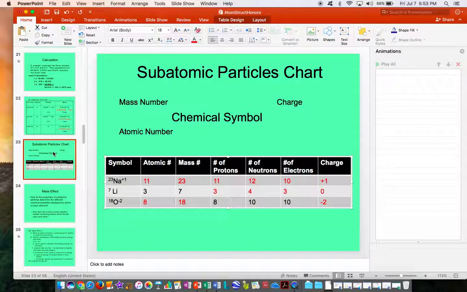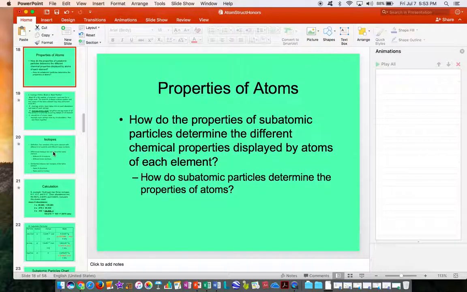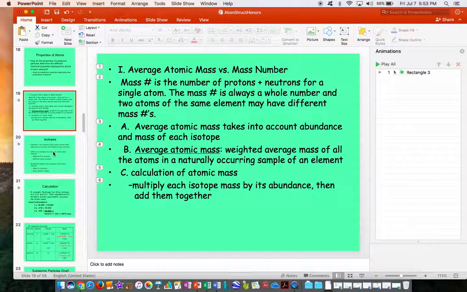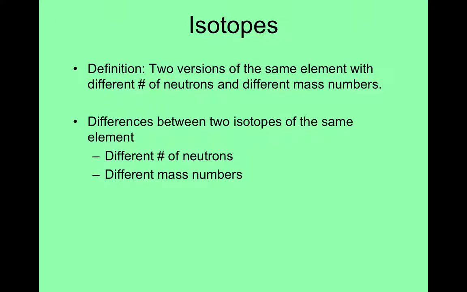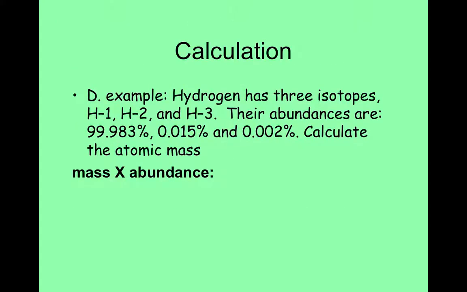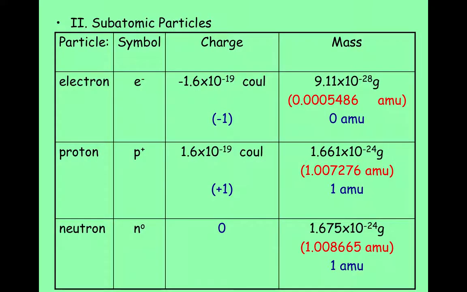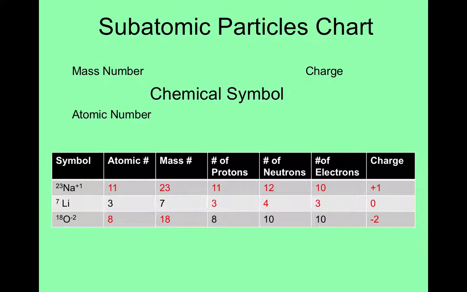So just to quickly run back through what we've done, there's a lot of stuff that you should be able to do today. You should be able to differentiate between average atomic mass and the mass number. You should be able to tell me the differences and similarities between isotopes, calculate the average atomic mass of an element, identify the numbers in blue here, the charge and mass for the proton, neutron, and electron. And just to review from the other day, you should know that the proton and neutron are in the nucleus, and the electrons orbit around the nucleus. And we should now know how to complete one of these subatomic particles charts.